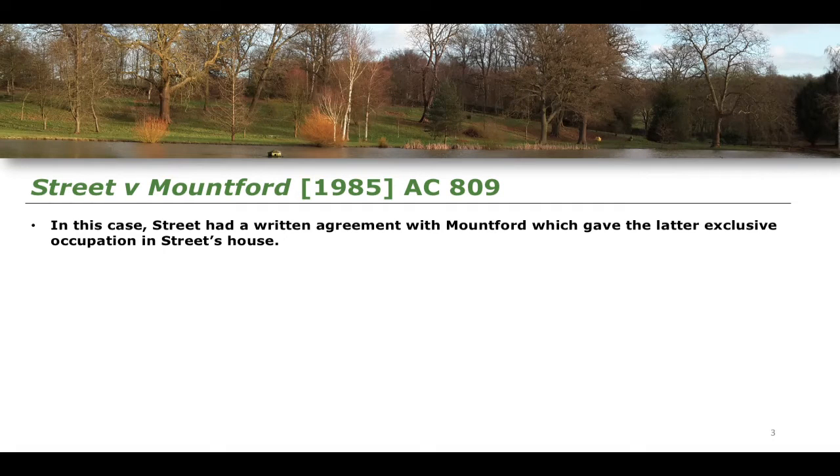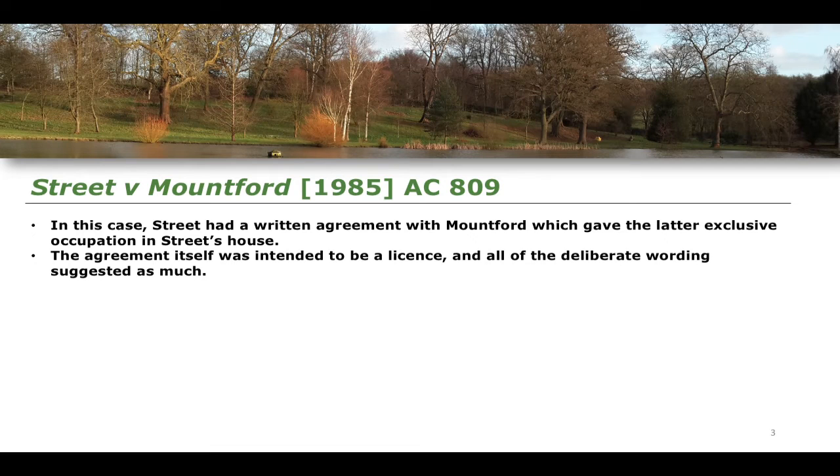So the case of Street and Mountford from 1985 is an illustrative authority on this question. It gives us the indication of what are at least the key characteristics of a leasehold. The case specifically, in terms of the facts, involved Street, who had a written agreement with Mountford, which gave Mountford exclusive occupation of Street's house. The agreement itself was actually intended to be a license, and all the deliberate wording suggested as much. So it was considered to be a license agreement. It was expressly clear that it was a license and not a lease.